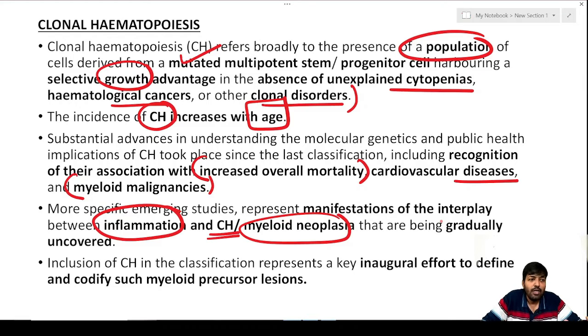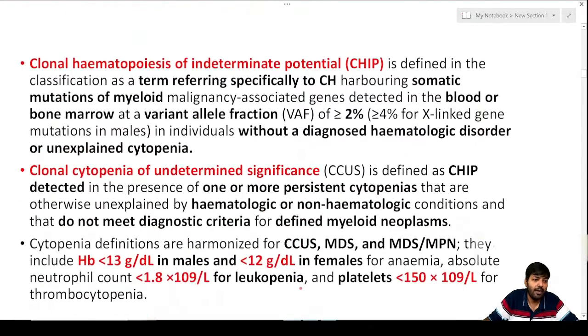Now, by including clonal hematopoiesis in this classification, there is an effort to codify such myeloid precursor lesions, meaning that they regard the presence of clonal hematopoiesis as a precursor to any myeloid lesion. So the basic importance is that if clonal hematopoiesis is there, you can become quite alert. You can start the treatment and search for the condition. There can be increased surveillance put into the picture. So this is basically what clonal hematopoiesis is.